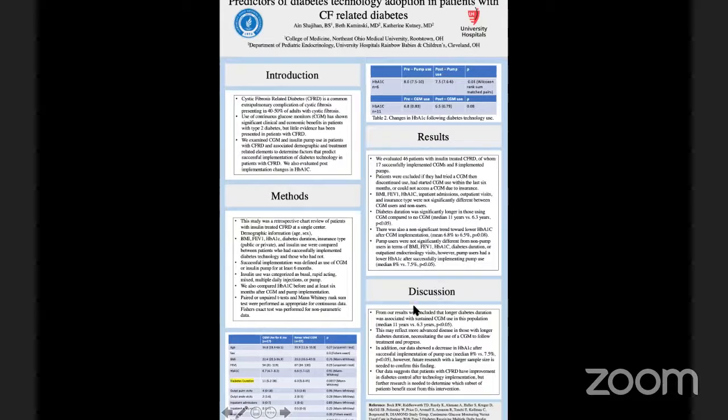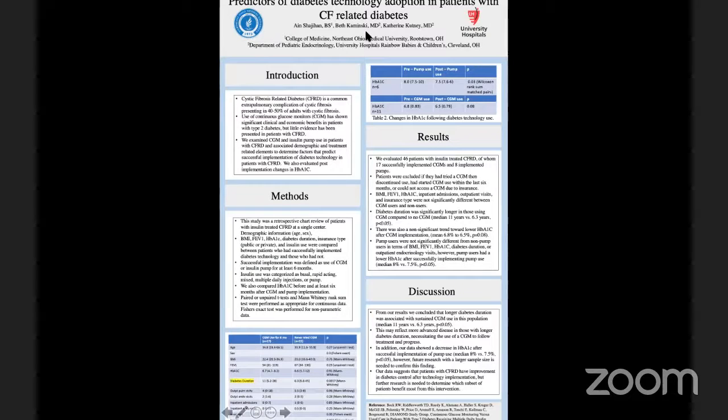Hi, my name is Aina. I'm an M2 at NeoMed, and my presentation is on predictors of diabetes technology adoption in patients with cystic fibrosis-related diabetes, or CFRD. Our aim was to determine factors that predict successful implementation of diabetes technology, which we defined as use of continuous glucose monitor or insulin pump for at least 6 months. Factors were compared between patients who had successfully implemented diabetes technology and those who had not.